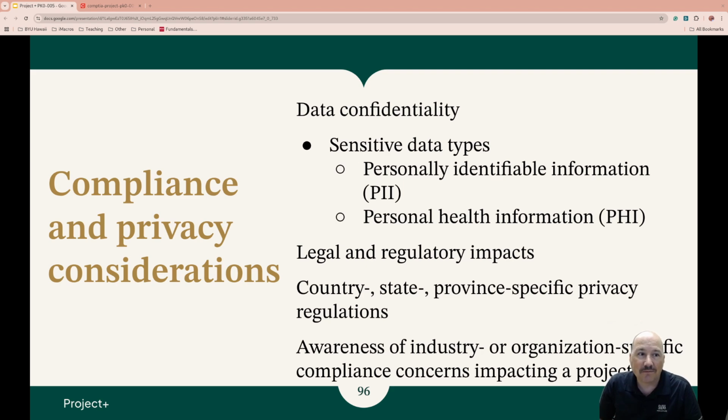Data confidentiality. You need to ensure that your sensitive information is accessed only by the people who should have access to it, and that it's protected from unauthorized exposure, so hackers or someone gaining access to it that shouldn't have access through a misconfiguration. This is important in project management, making sure that your data is sensitive and minimizes risks related to things like corporate espionage, data breaches, identity theft.